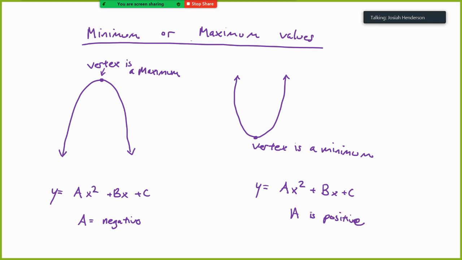Another name for the minimum or maximum. Edmentum is going to use this term, and other classes and teachers and books will too. It's called the extreme or extreme value. So these minimum or maximum values are called extreme values because it's like the highest or lowest point, basically.